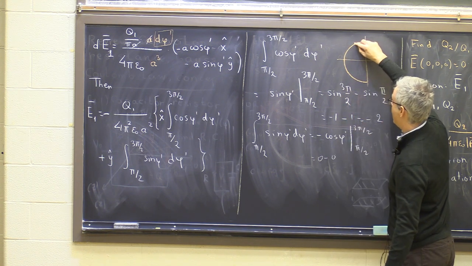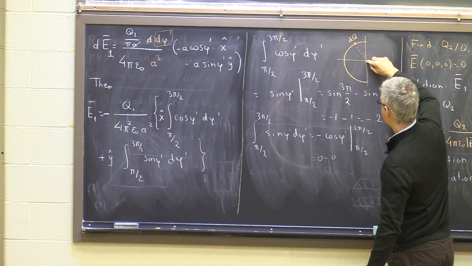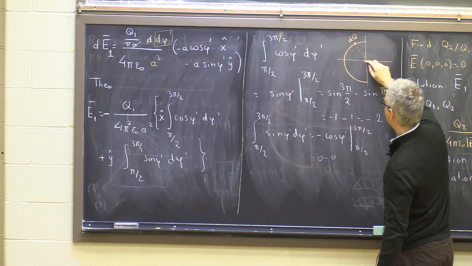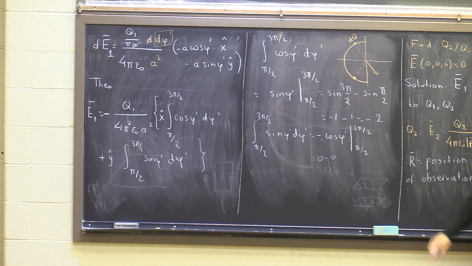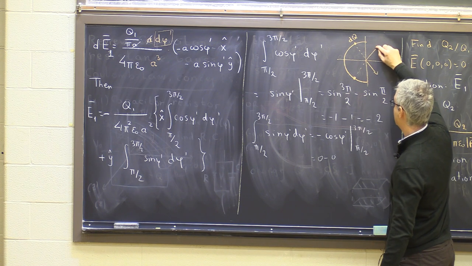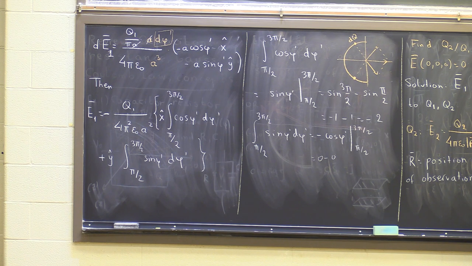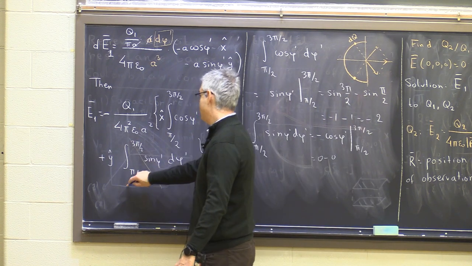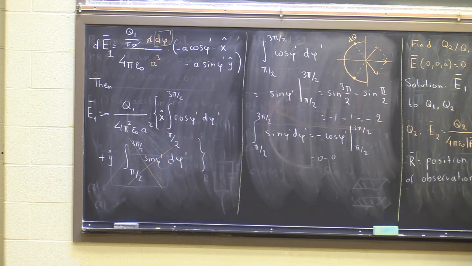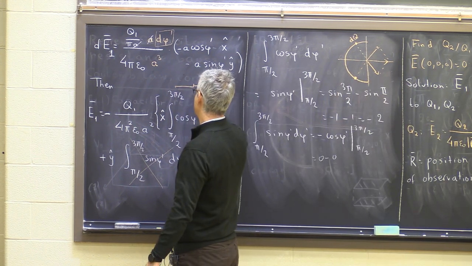So a dq down here will give you an electric field like this. And there is always this symmetrically placed dq prime that will give you another electric field like this. So you see those two added up will give you a total electric field along the axis. And that's exactly what the integral tells you, that this term here will be 0. And the only term that you will have is the one from the cosine phi that will give you this minus 2.